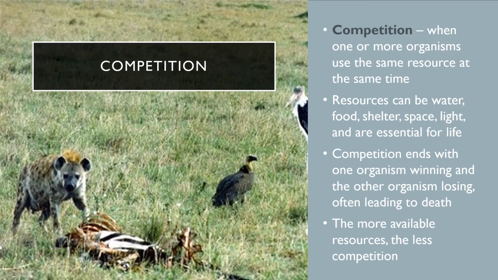First, competition. This is when one or more organisms use the same resource at the same time. So a resource can be like a water hole. It can be light if you're a plant and you're in the forest. I'm going to be competing with you for light. It's all of the things that are essential for life. That's what our resources are. And everything is always competing for them because there's a limited amount. There's a limited amount of space, of water, of light, of shelter, of food. So we all have to compete in the end.